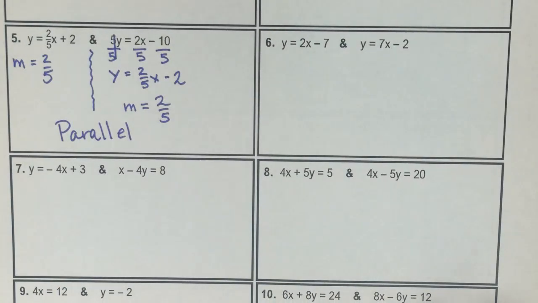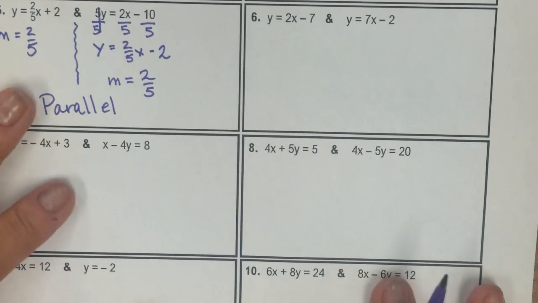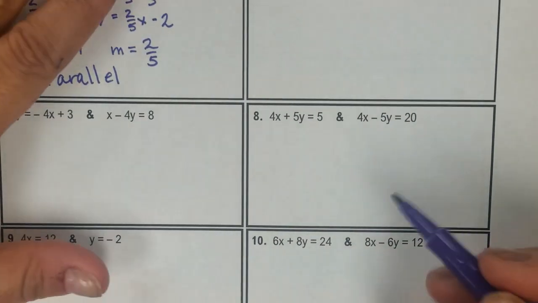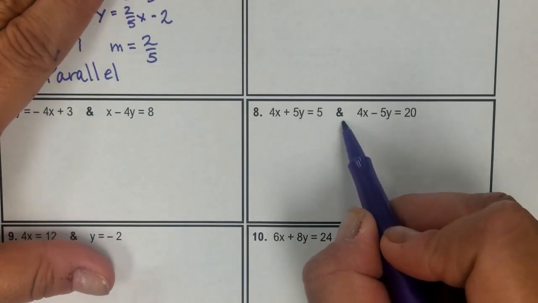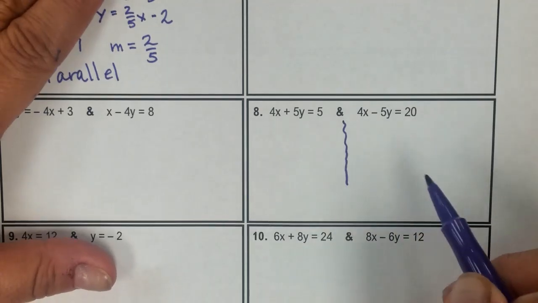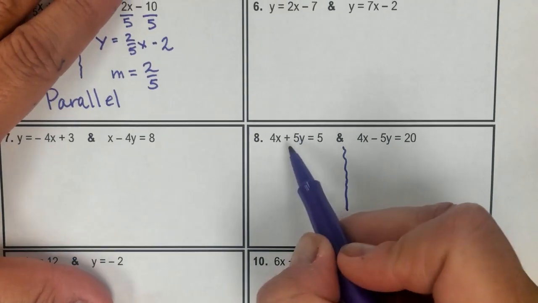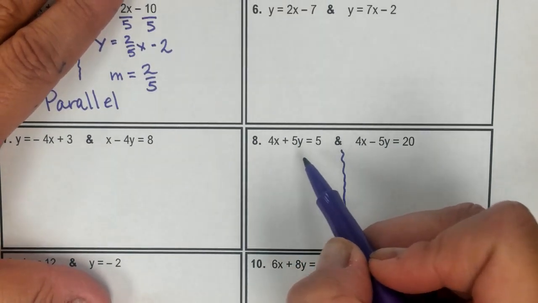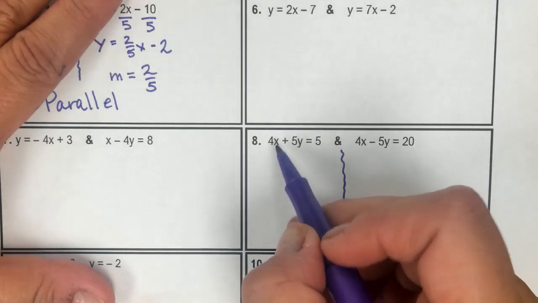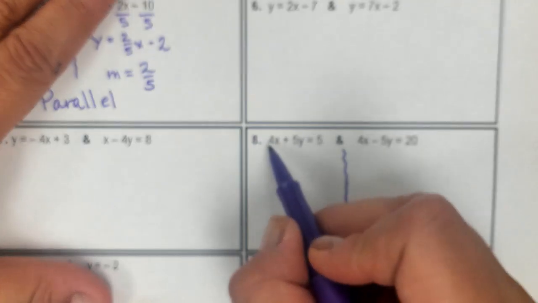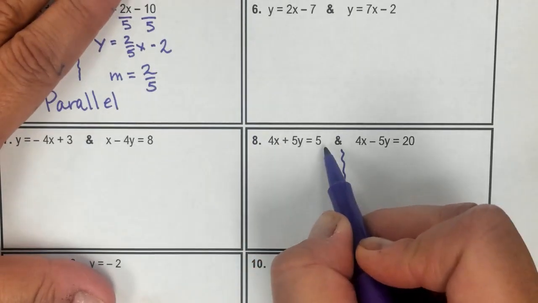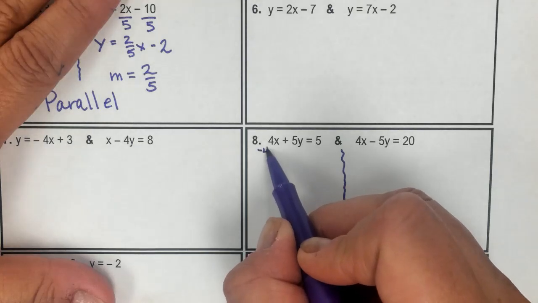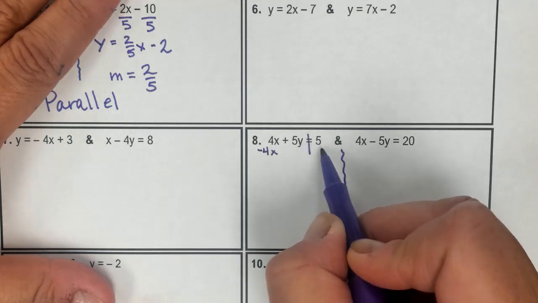All right, now I'm going to go to number 8. So on this one, we're going to have to do a lot of work, guys. So here we go. We're going to have to make them look like y equals mx plus b. So let's go ahead and get to work. I need to move the 4x to this side.